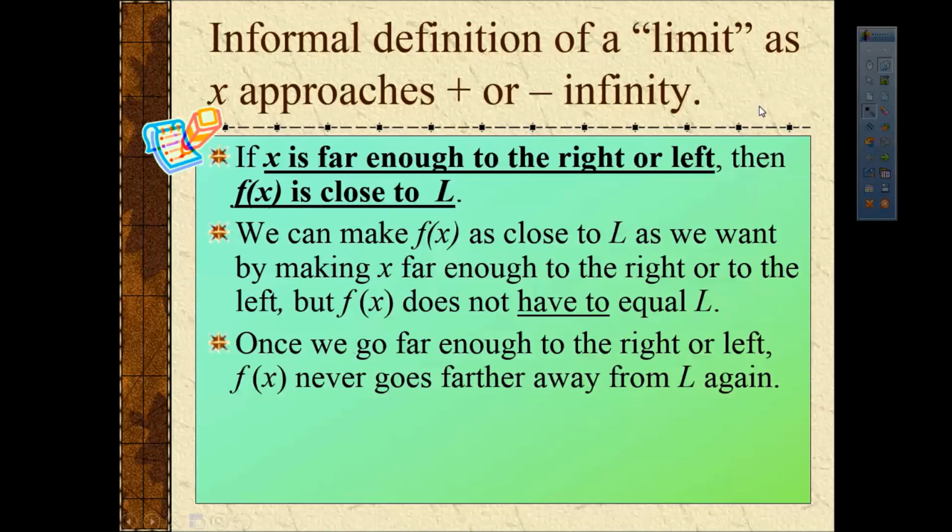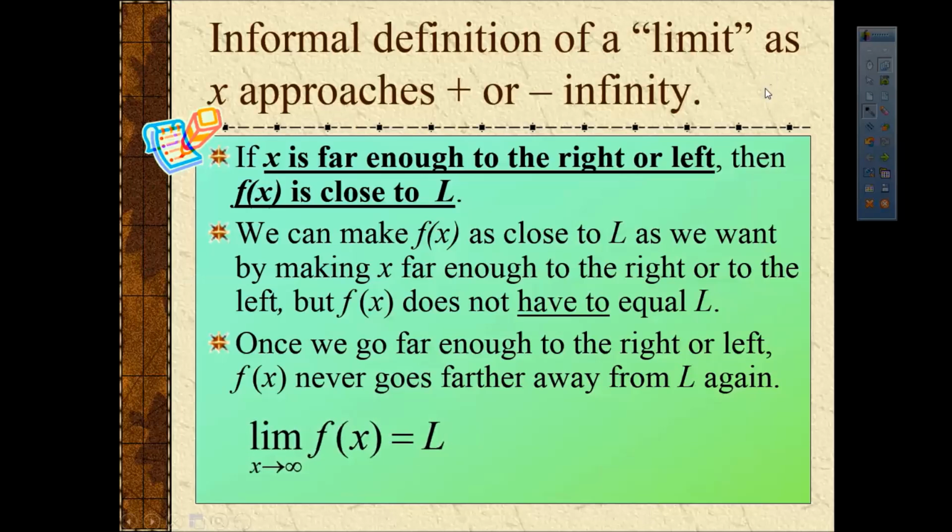Here's another condition. Once we go far enough to the right or left, f of x never goes farther away from L again. So what we noticed in that function was once I was within 0.0002 of 2, as I continued to the right, the function never got farther away from 2 again. The function didn't turn back up and suddenly jump out to a value of 3 or 4 or a value of 2.5. It always stayed that close to 2 and got even closer to 2 after that.